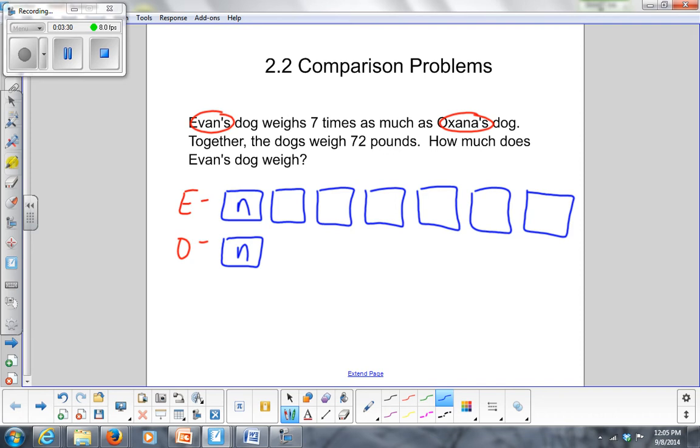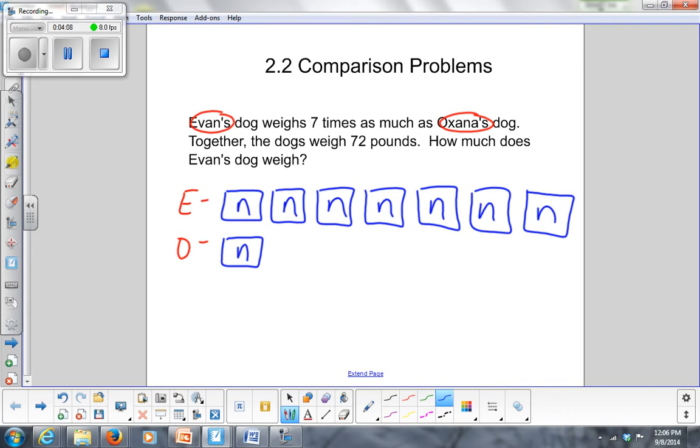All right, so we have N because we don't know the numbers, right? So what goes in the rest of these 6 boxes? We don't know Oksana's number. We don't know Evan's number. We just know that there's 7 times of 1. So what am I going to fill in the rest of the boxes? I know it equals 72. Yes, we know it equals 72, but we're not getting that far yet. What am I going to fill the rest of the boxes in with? N, right? Because they're all the same. It could be 1, it could be 2, it could be 5, it could be 20. We don't know yet. Okay, so that's our model.